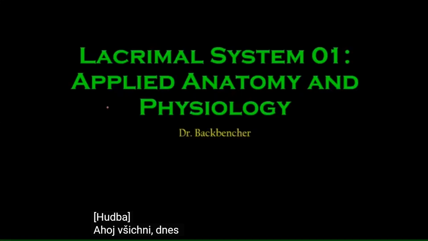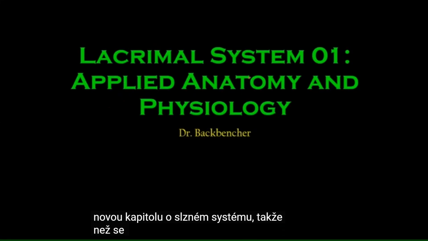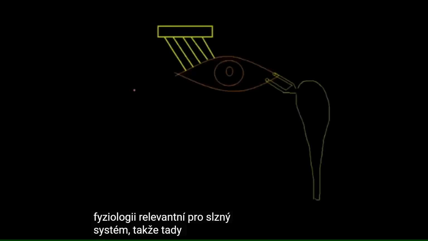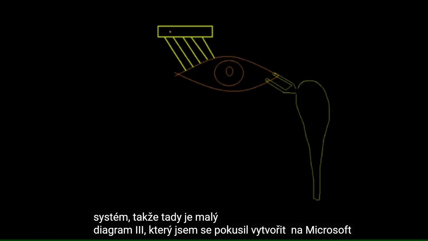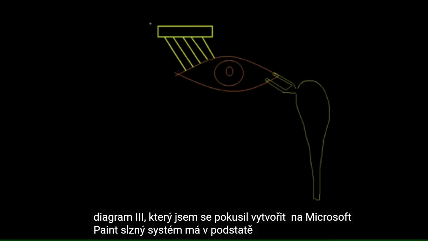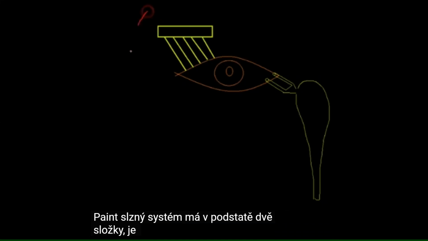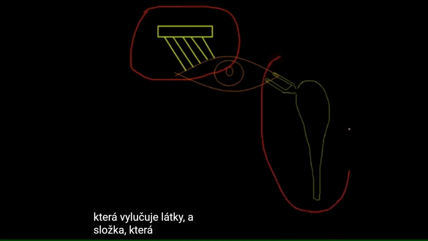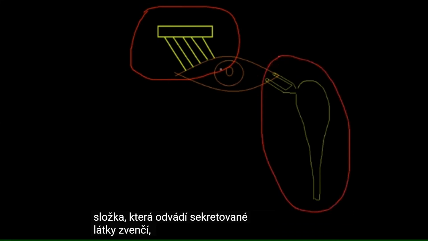Hey everyone, today we will be starting our new chapter on the lacrimal system. So before we get into any diseases, first we need to understand the anatomy and physiology relevant to the lacrimal system, right? So here's a little diagram I tried to make on Microsoft Paint. The lacrimal system has basically two components, right? There's the component which is secreting stuff, and there's the component which is draining the secreted stuff outside.